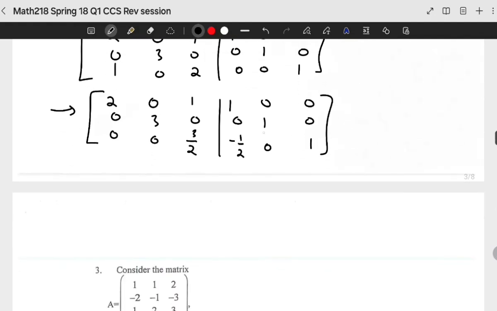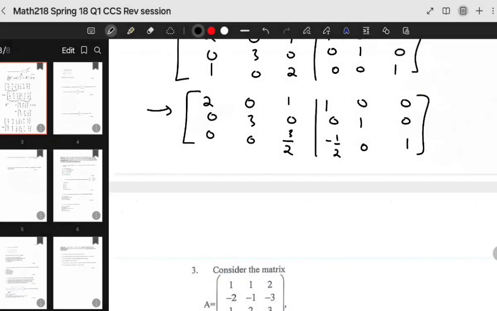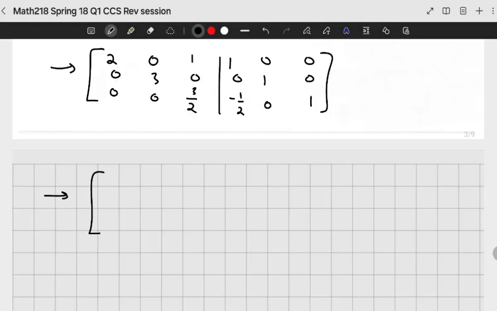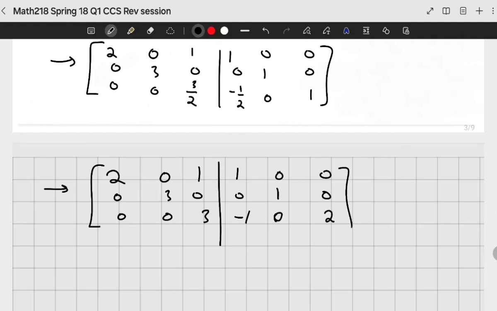Then I'll just multiply this lower row by 2, just to make things a bit cleaner. So 2, 0, 1. So we're multiplying the last row by 2. 1, 0, 0, 0, 3, 0, 0, 1, 0, 0, 0, 3, minus 1, 0, 2.